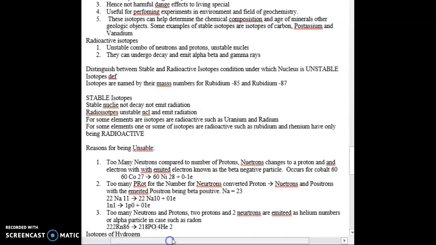Anyways guys, this video is getting too long, so I'm going to be talking about the other parts, like the stable isotopes, in the next video. Thanks for watching the unstable isotopes.